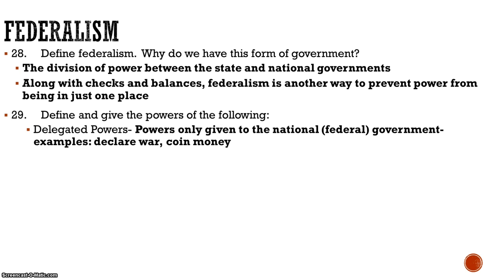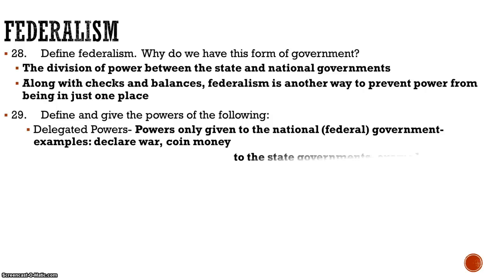And now we have a whole slew of different kinds of powers. We're going to start off with delegated. Delegated powers belong only to the federal government, only the national government. These are the guys that make the money. These are the guys that declare war, because if we're going to go to war, we have to go to war with everybody together. We can only have one kind of money. It's the only part that makes any kind of sense, right?